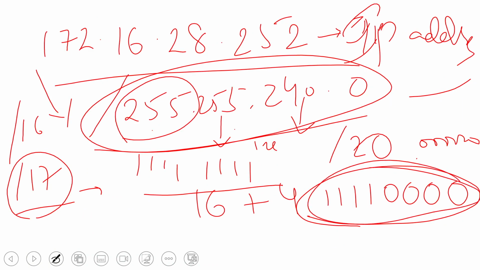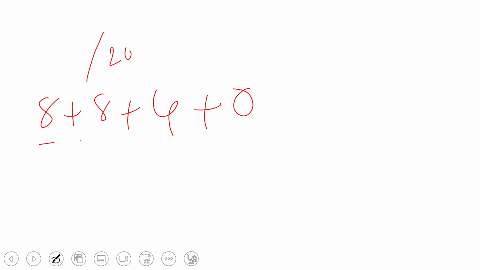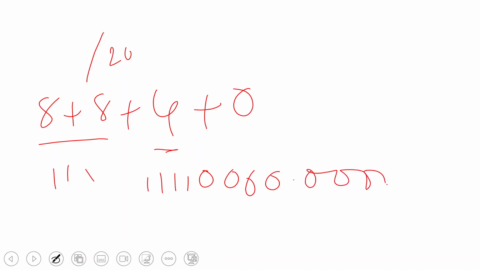I'll write this on the previous slide. So 255.255.240.0 will be written like this: /20, which is 8 plus 8 plus 4 plus 0. This is how it works. 8 plus 8 is already gone, and 4 here means 4 ones and 4 zeros, then dot 0 dot 0000 0000. So this is how the subnet mask looks in binary.